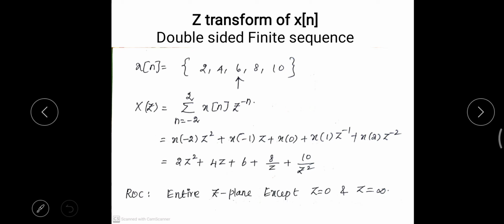Which is nothing but 2z square plus 4z plus 6 plus 8 by z plus 10 by z square. Now we should define the region of convergence for the obtained x of z. If we look into this polynomial, only for z is equal to 0 and z is equal to infinity is this x of z not valid. So I can conclude that for any double-sided finite sequence, my ROC is nothing but the entire z plane except z is equal to 0 and z is equal to infinity.